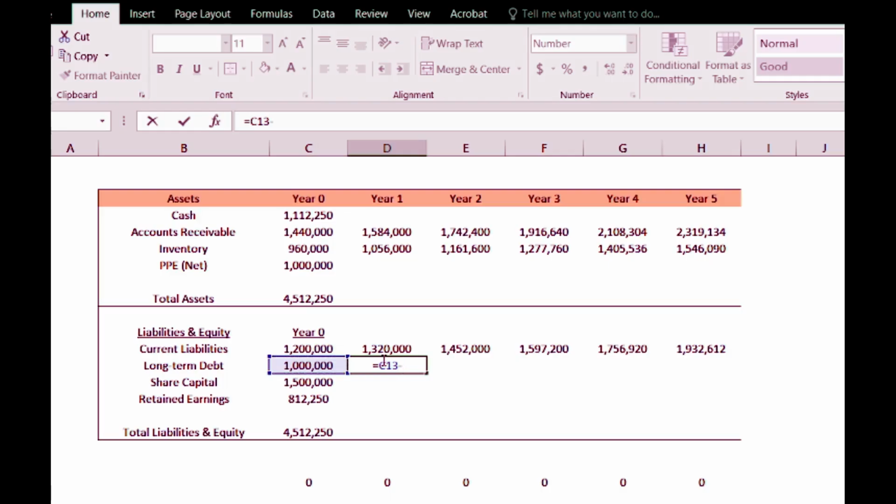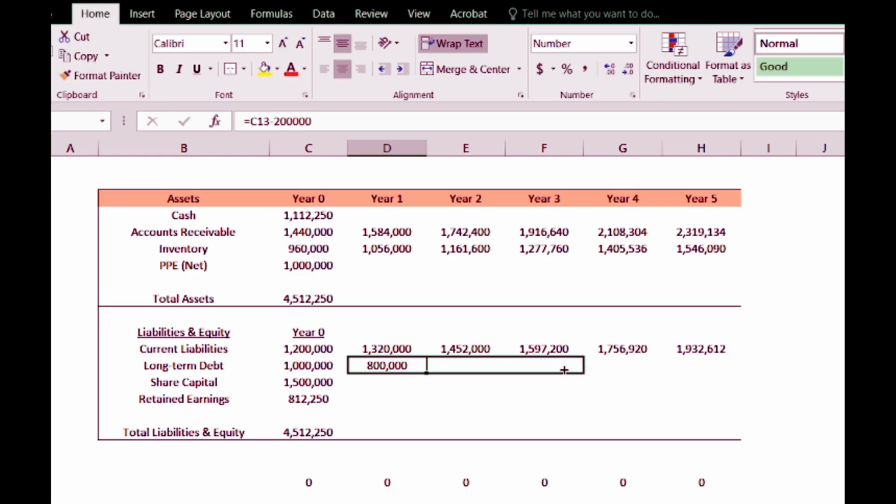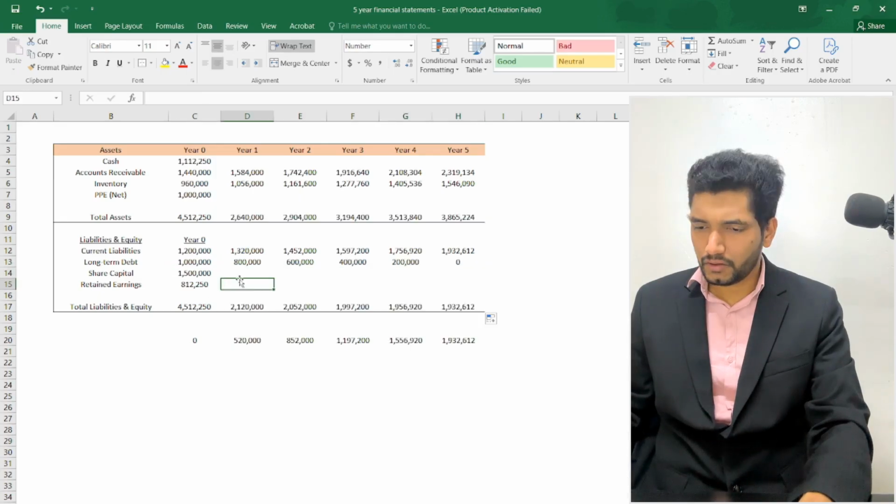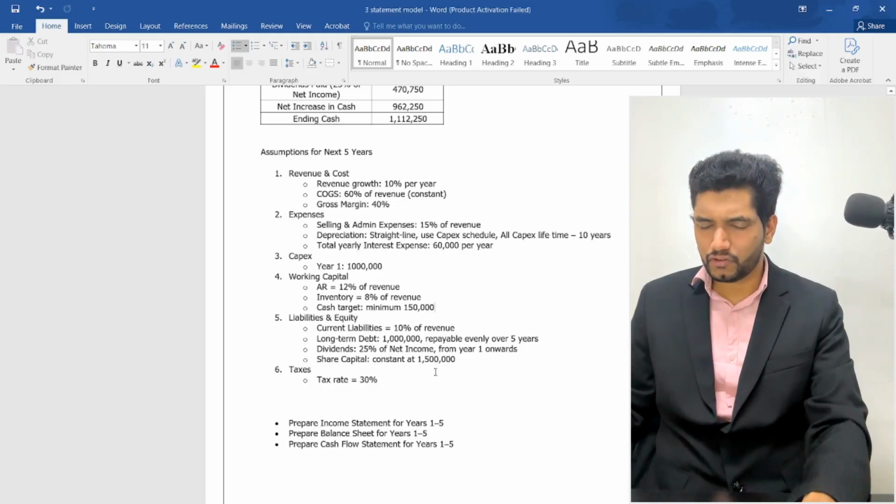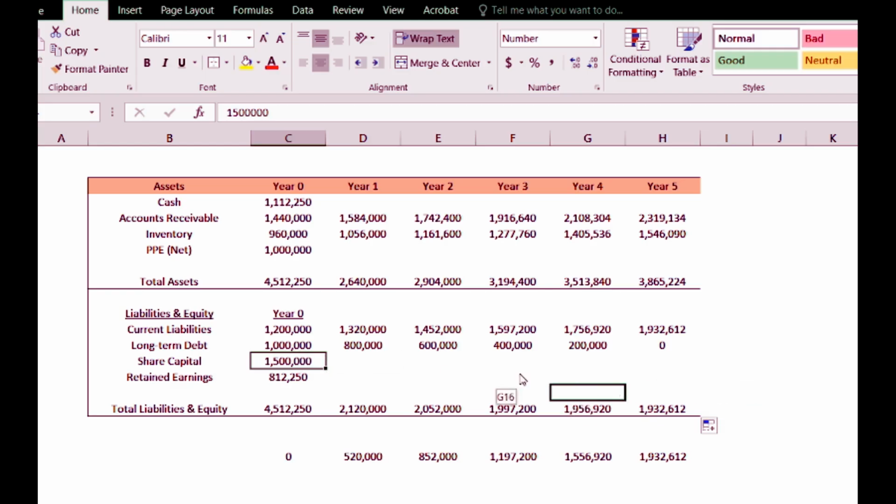So we can assume that 200,000 is being paid each period. So for year 1 it will be 800,000, and then 600, 400, 200 and 0. So in year 5 the total will be 0. Then let's come to share capital. It is a constant 1.5 million throughout the years. I am applying the share capital here throughout the years.